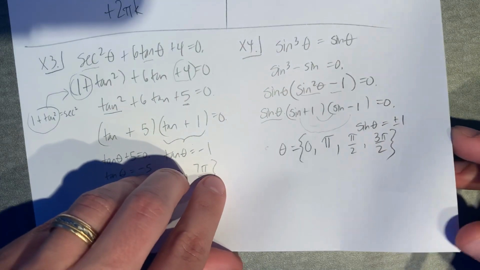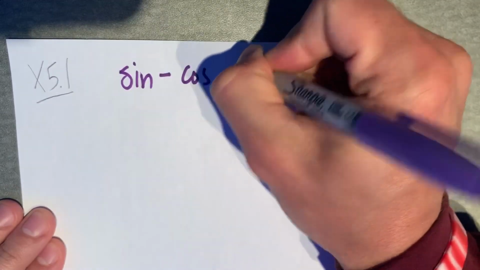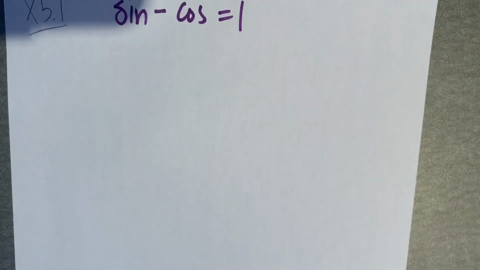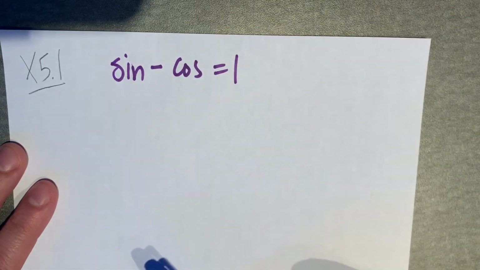Final example of the day is example 5. Example 5 looks something like this. Sine minus cosine equals 1. Now I talk about this question for a minute because not a whole lot that we can do with this. I could bring the cosine over here. That doesn't get me really anywhere.